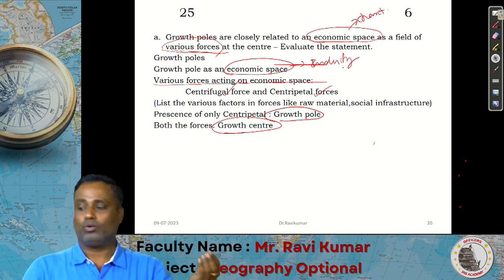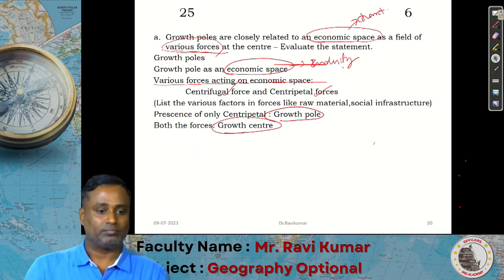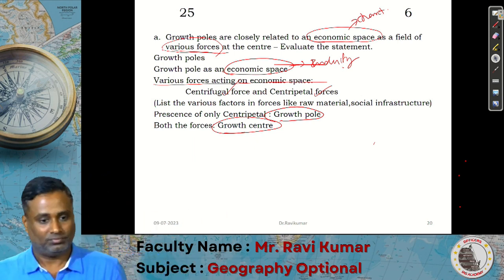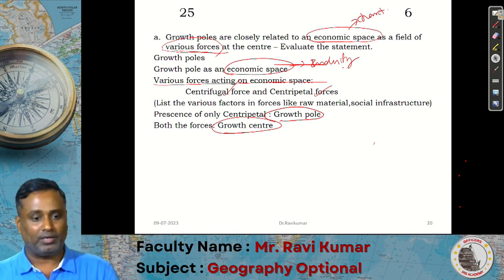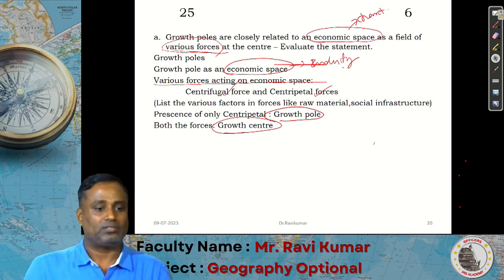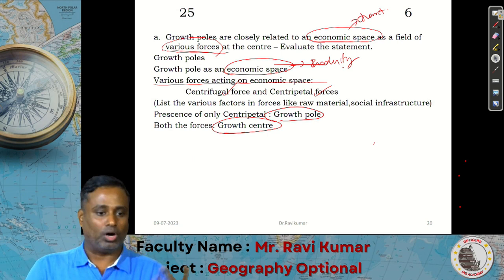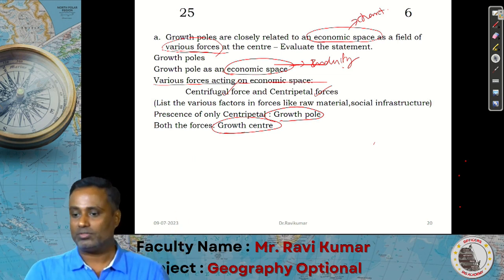Where the centrifugal and centripetal forces are balanced, the region will develop. When there is an imbalance between centrifugal and centripetal, the region will not develop. That's the conclusion. Just like Bhilai, Rourkela, Bokaro, only the industry is running, but the region is as such still in the 1970s.